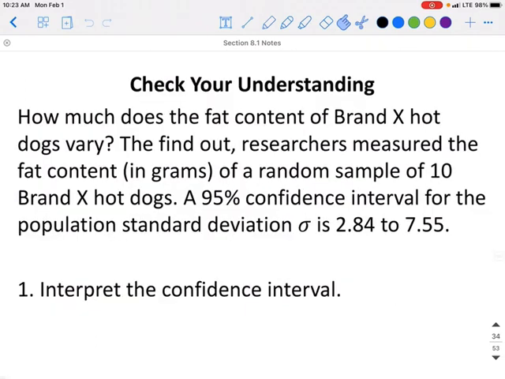So let's check our understanding. How much does the fat content of brand X hot dogs vary? To find out, researchers measure the fat content in grams of a random sample of 10 brand X hot dogs. A 95% confidence interval for the population standard deviation is 2.84 to 7.55. Interpret the confidence interval. We are 95% confident that the interval from 2.84 to 7.55 grams captures the true standard deviation of the fat content of brand X hot dogs.